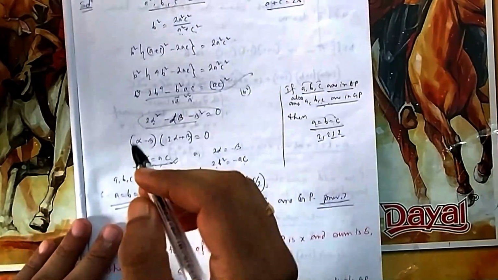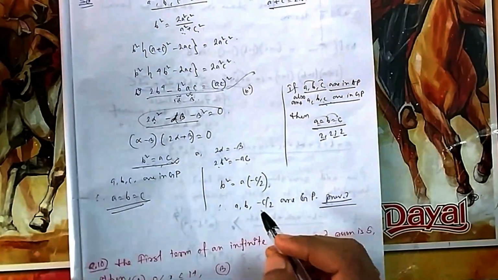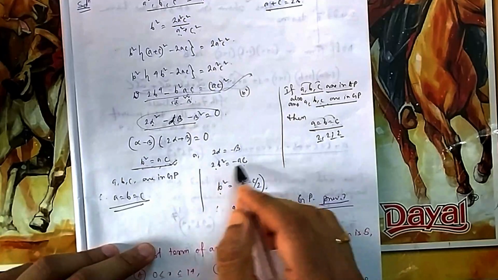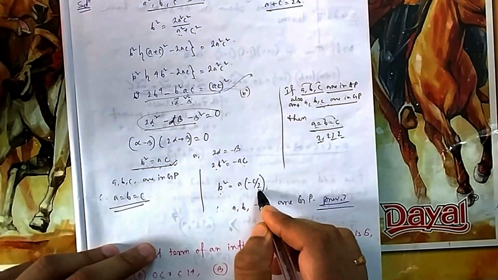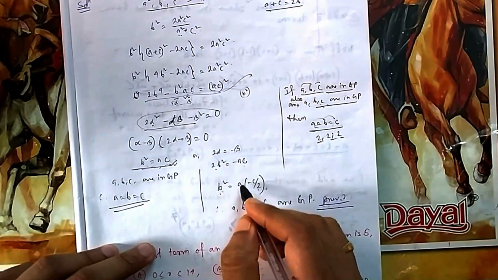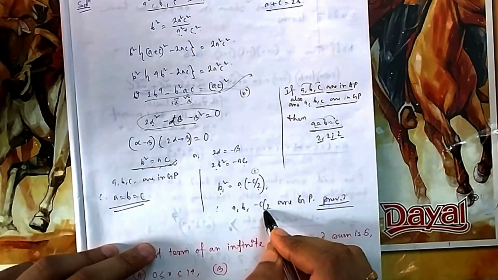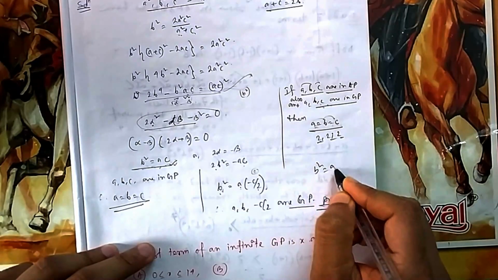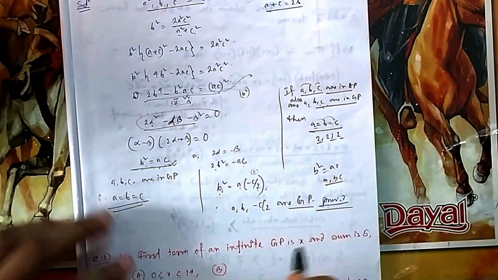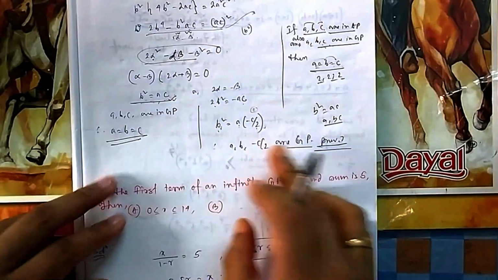But either this, or because B square is equal to something is coming, so B square equal to A into C by 2. So it is coming in B square equal to AC format. So obviously A, B and C are in GP. B square equal to AC, then ABC are in GP. So same concept. So it is proved either this or this.